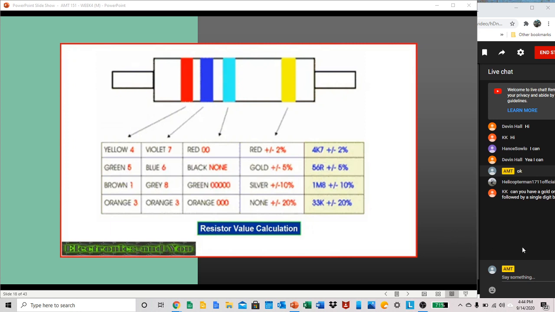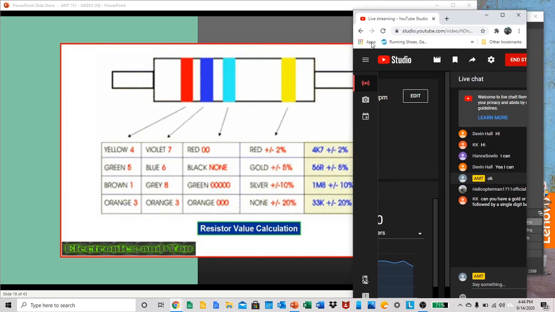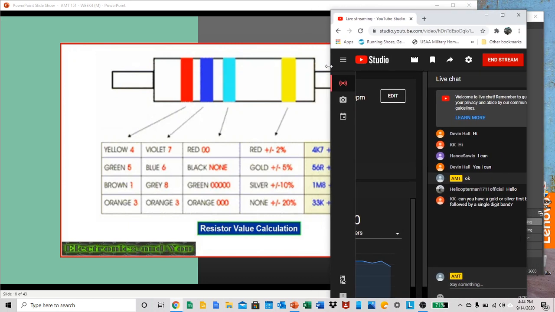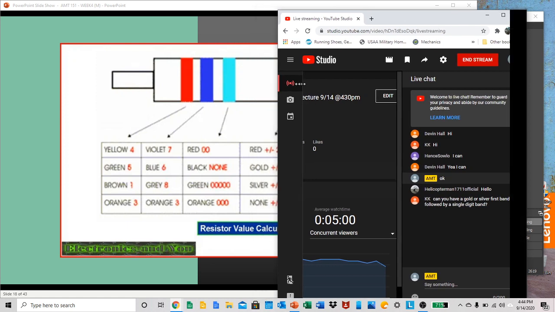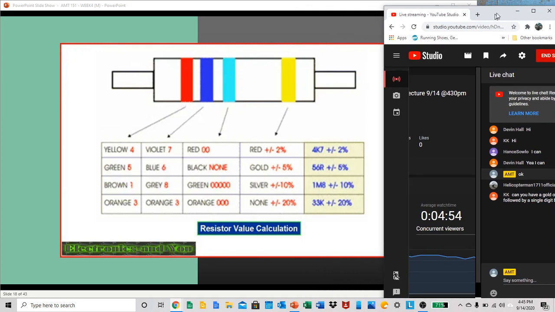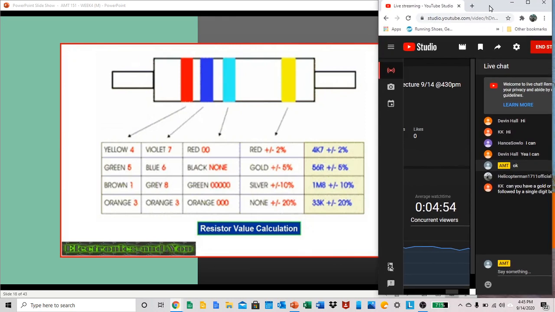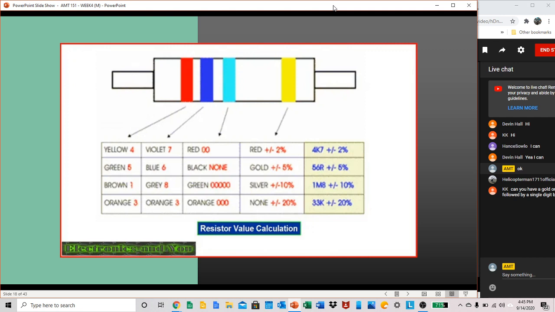I see a question here. Can you have a gold or silver first band followed by a single digit band? No, you can't. Good question. You'll never see that because that's just not how the calculations work.